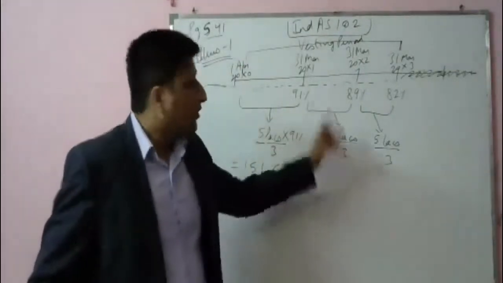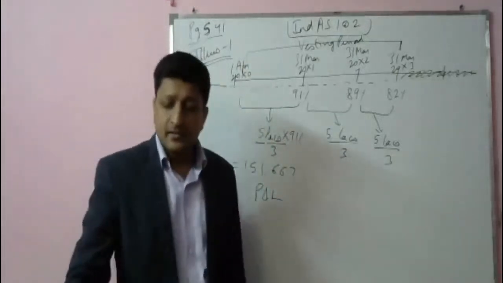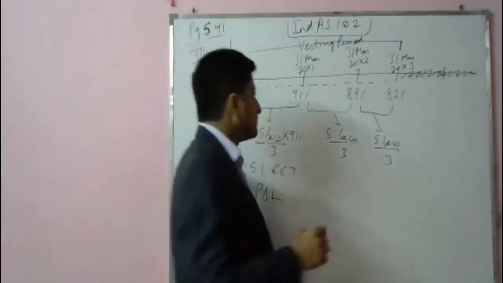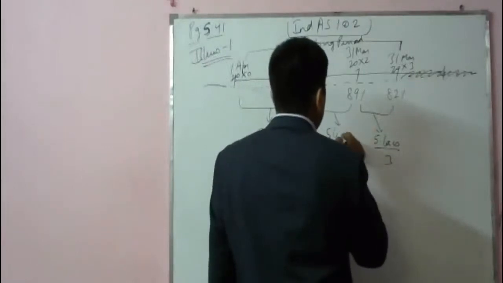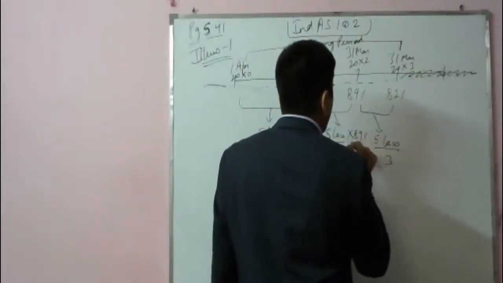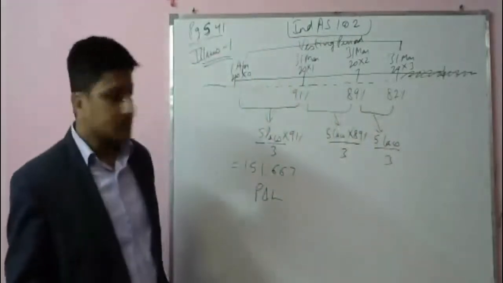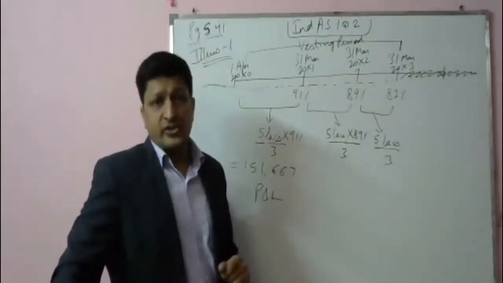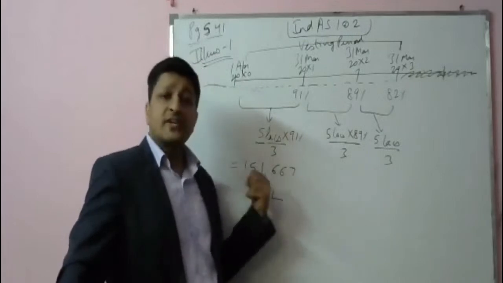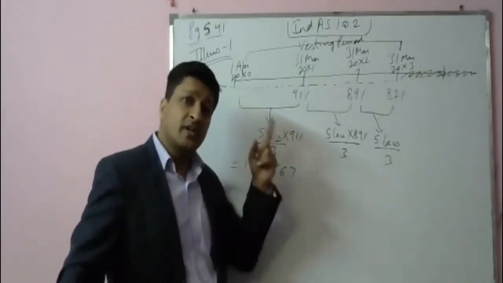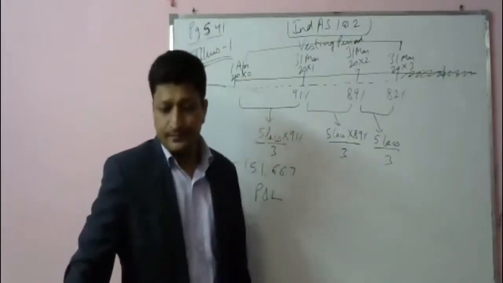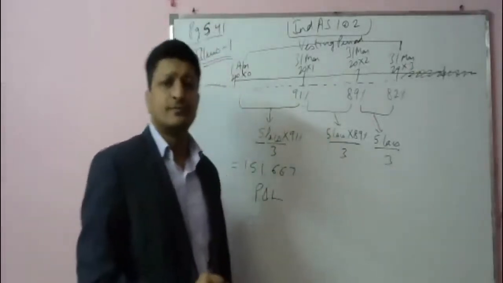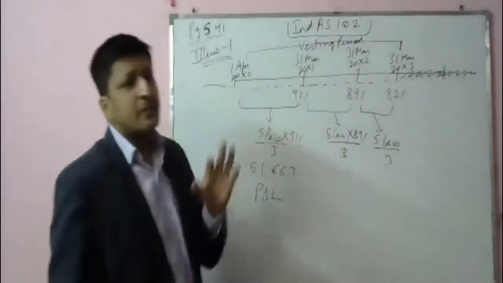Now, moving on to next year. Next year, the expected number of employees further went down to 89%. So now what will be the cost? Cost will require revision. But whatever cost we have charged to the P&L in the first year, can we change it? No. We cannot change it. So 5 lakh into 89% will be computed.